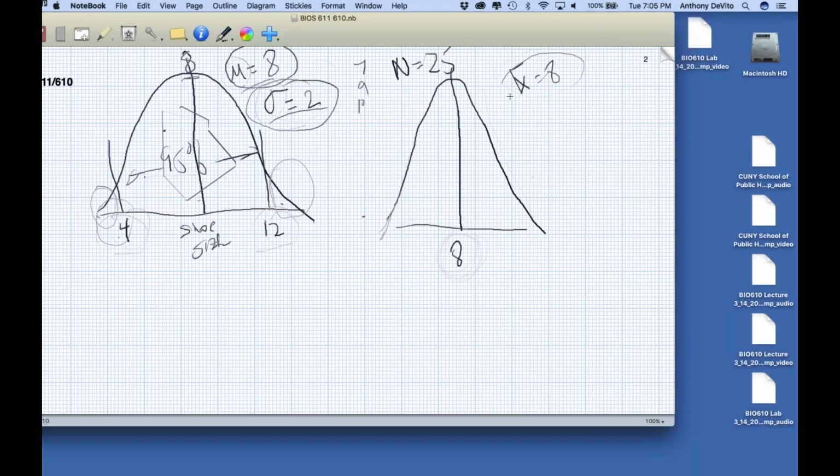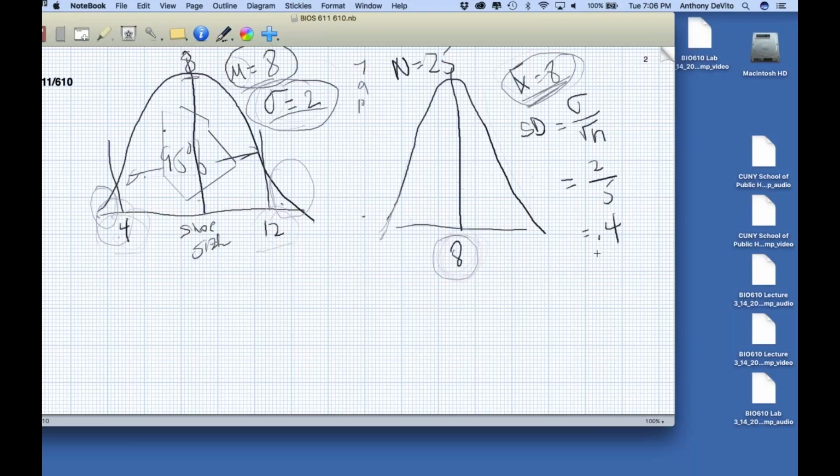Our mean is the same, right? Our sample means approximate our population mean, so we expect that to be around 8, but the standard deviation of all these means is going to be narrower, and we know that it's going to be equal to the standard deviation of the population, sigma, divided by the square root of the sample size. Okay, in other words, in this case, 2 divided by the square root of 25, which is 5, so our standard deviation is going to be equal to 0.4.